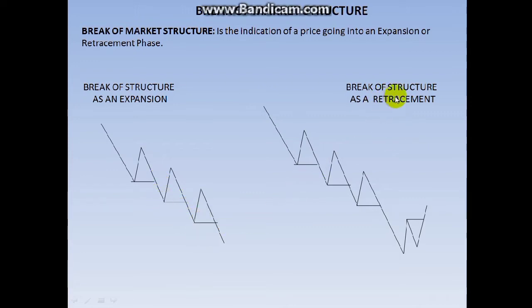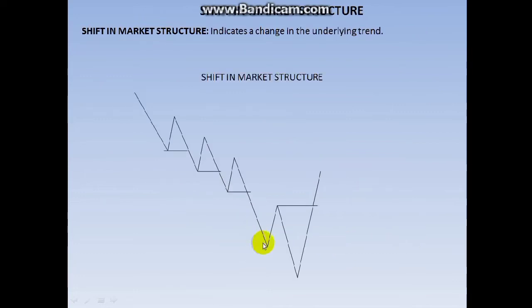Then this is break of structure as a retracement, which is the last leg right here. This would be considered a break of structure, but as a retracement. So that is the two types of break of structure we have: the break of structure as an expansion, then the break of structure as a retracement. Then the trading range is going to come in next. But let's look at what a shift in market structure looks like.